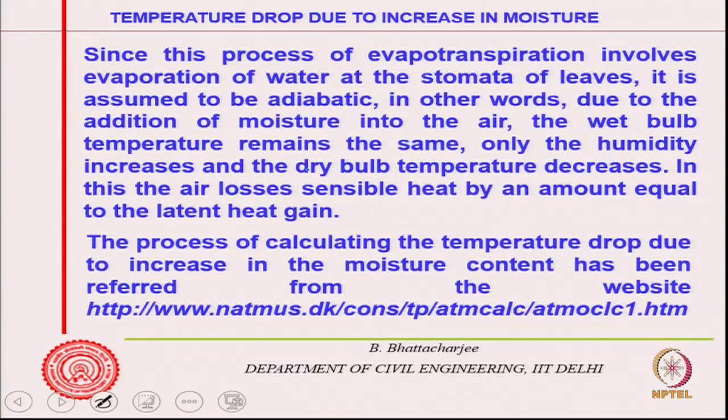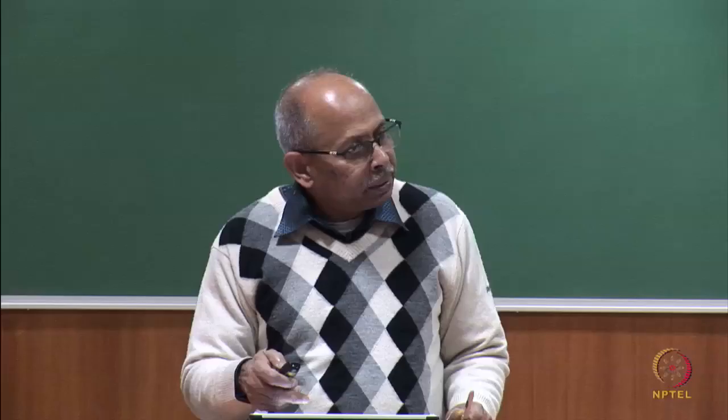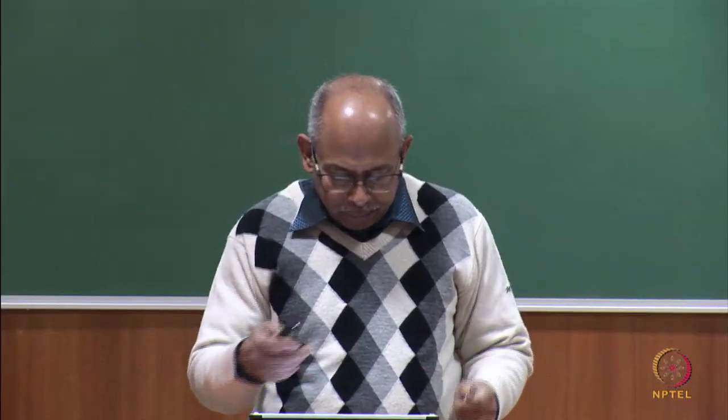So we will just look at this. Since this process of evapotranspiration involves evaporation of water from the stomata of the leaf, it is assumed to be adiabatic into the air, the wet bulb temperature remains the same, because at saturation the wet bulb temperature will be operating, only the humidity increases, that is what we are saying. And in this, the air loses sensible heat by an amount equal to the latent heat gain. The process of calculating, etcetera, okay. So one can obtain the model from this website.